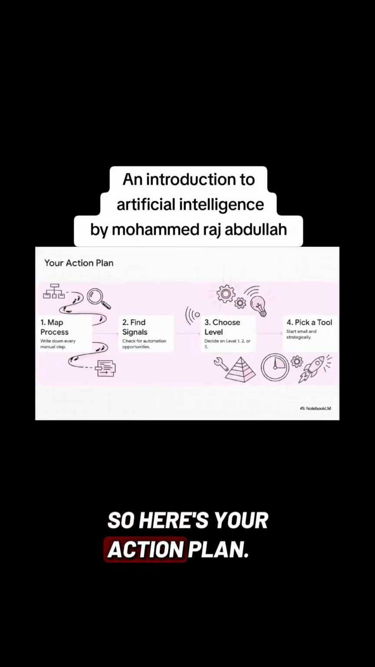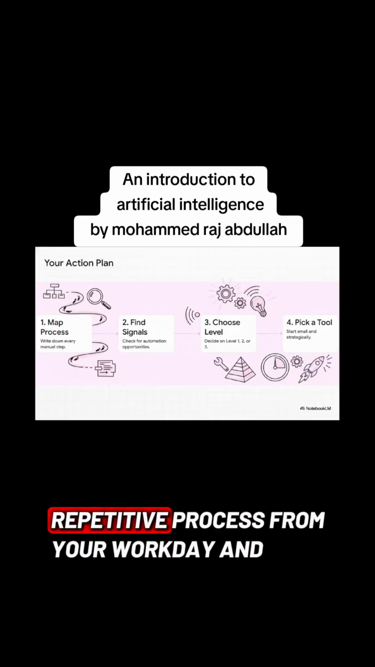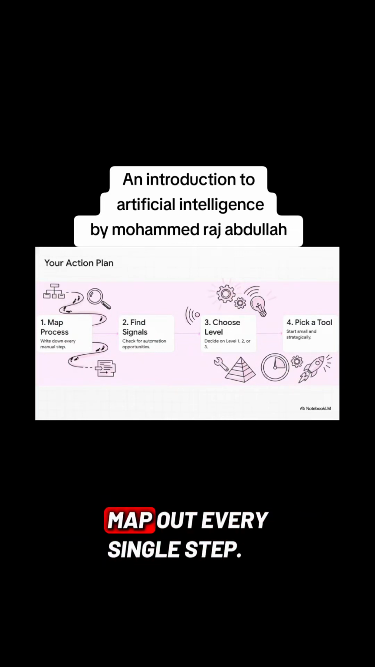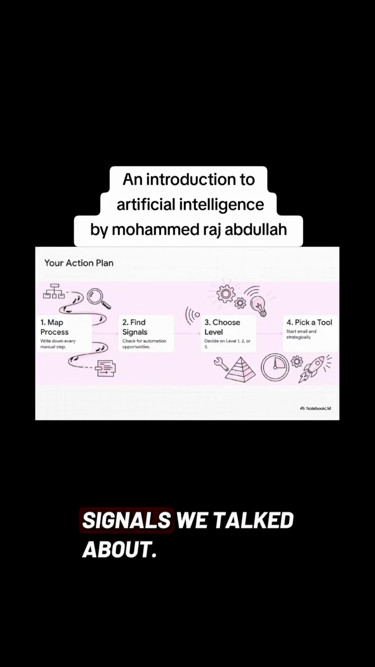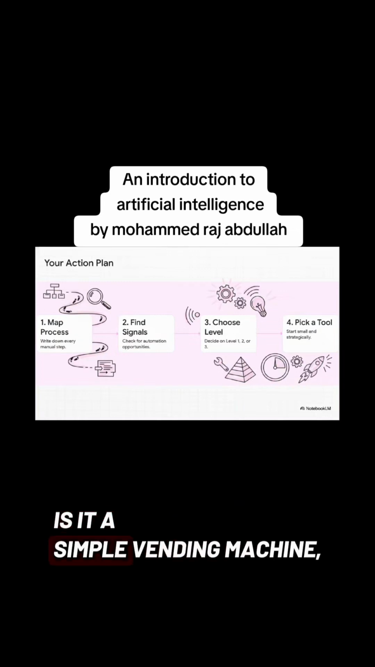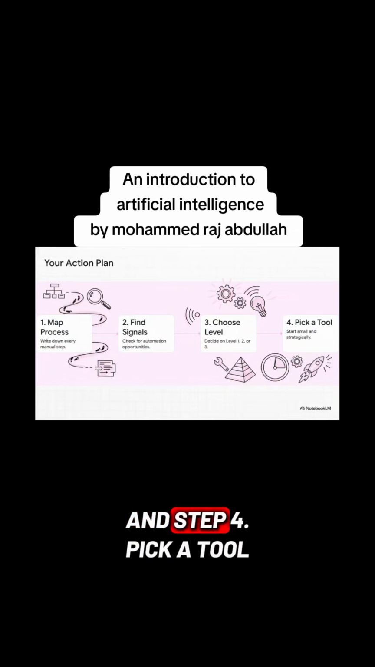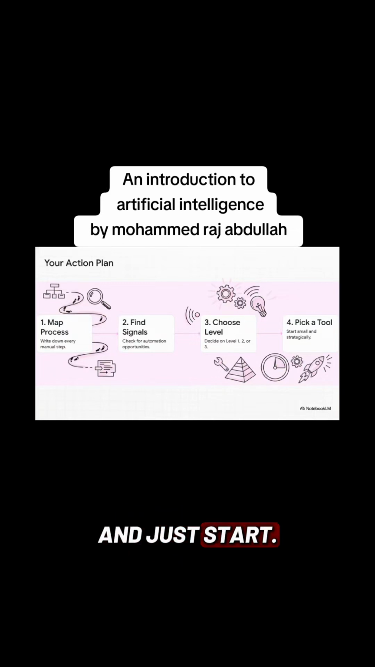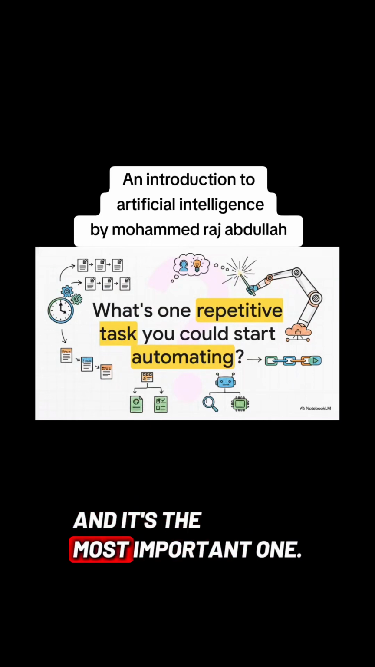So here's your action plan. What do you do tomorrow? Step 1, pick one simple, repetitive process from your workday and map out every single step. Step 2, look for those automation signals we talked about. Step 3, decide which level you need. Is it a simple vending machine, a smart assembly line, or a personal assistant? And step 4, pick a tool and just start. Start small, start smart.